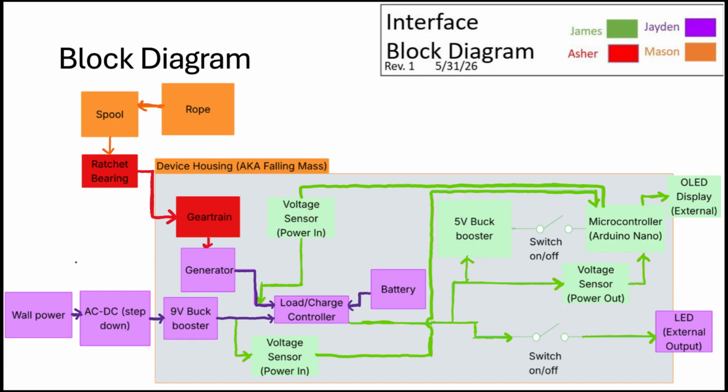In purple is the power generation and storage subsystem. The purpose of the power generation and storage subsystem is to ensure that our battery is being sufficiently charged and is supplying sufficient amperage and voltage to power the rest of our electrical components.